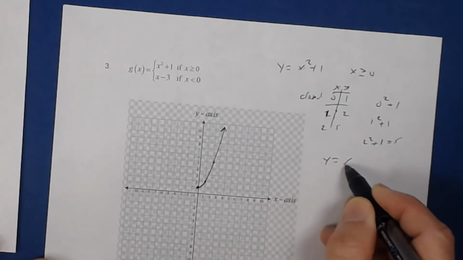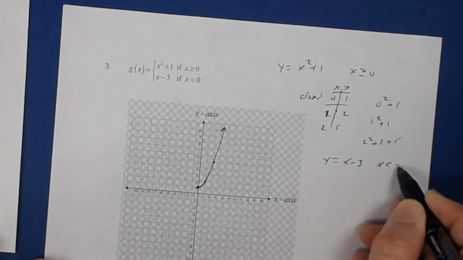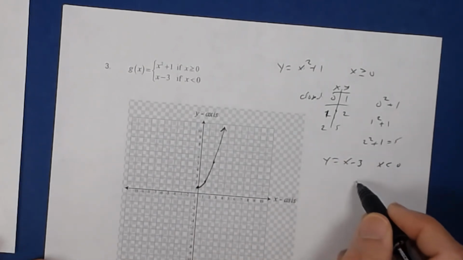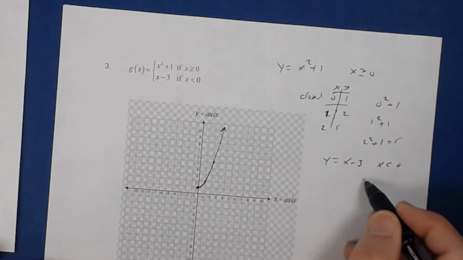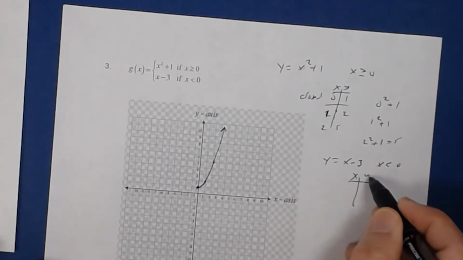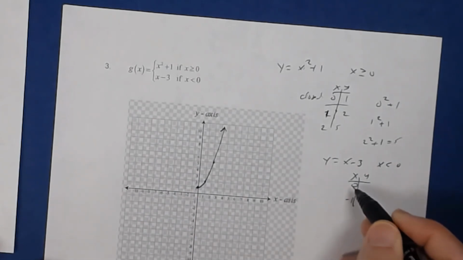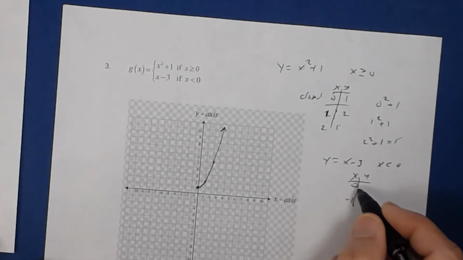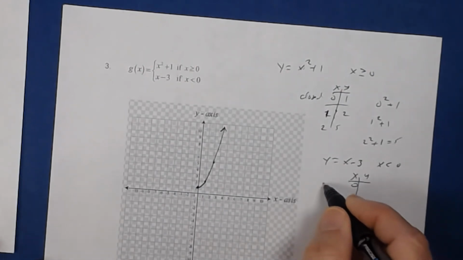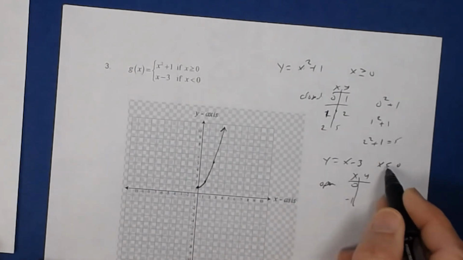So y equals x minus 3 if x is less than 0. I must still use 0. Don't jump to -1 because you're missing all those. If you jump to -1, you're missing all those x values that are between 0 and -1, and there are an infinite number of those.